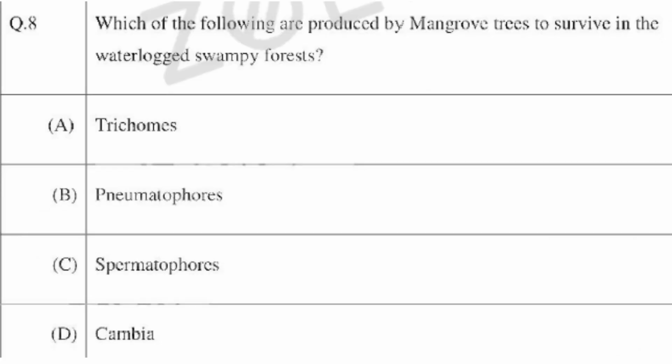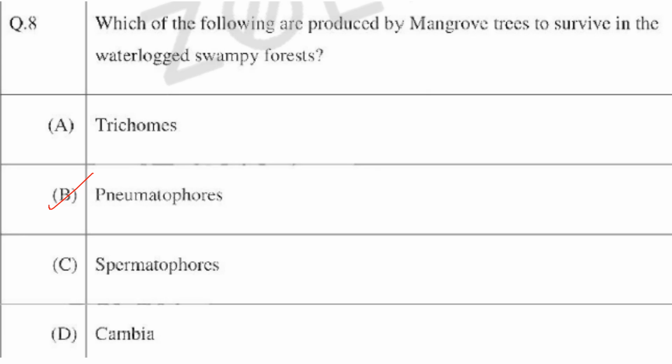Then next one. Which of the following are produced by mangrove trees to survive in the waterlogged swamp forest? So they are pneumatophores. Pneumatophores are breathing roots and it is an adaptation in low oxygen conditions. That is called pneumatophores and they are found in mangroves in waterlogged swampy forest. These pneumatophores facilitate uptake of oxygen for the roots.